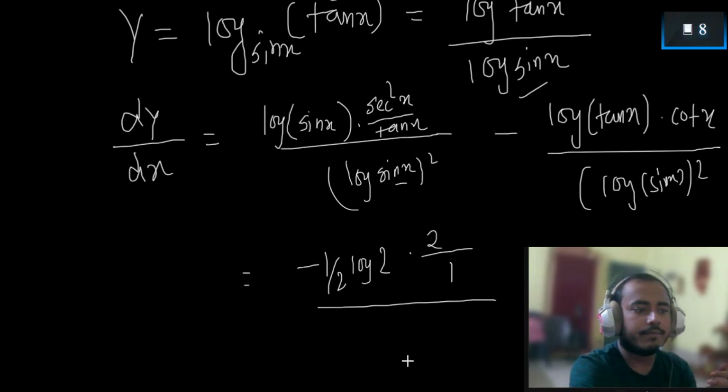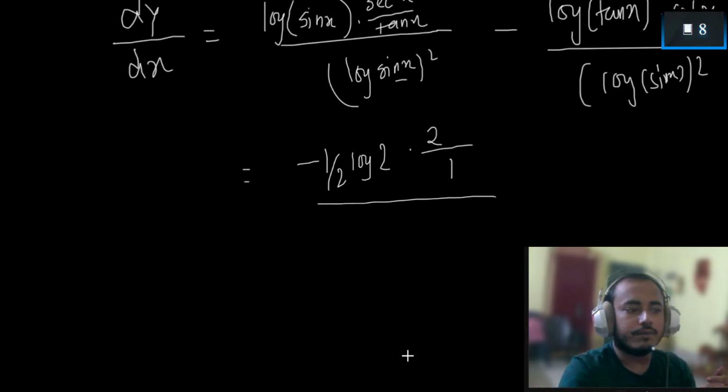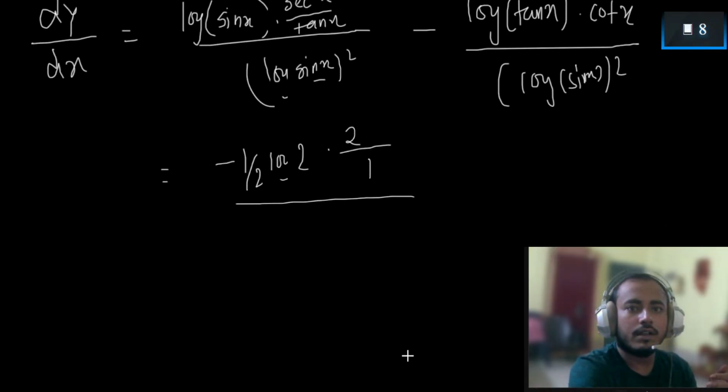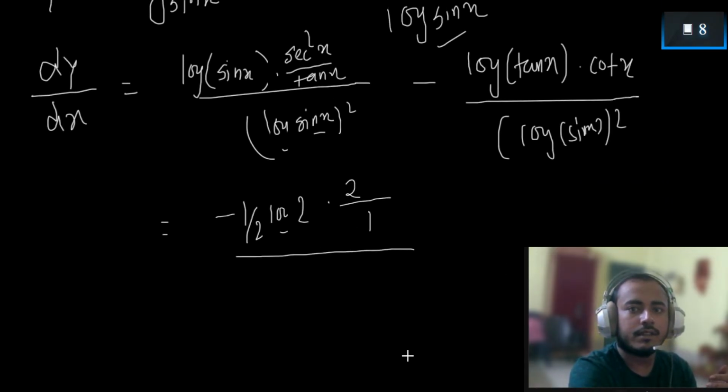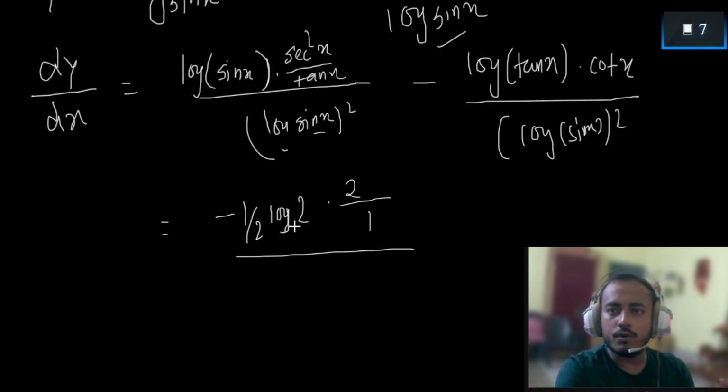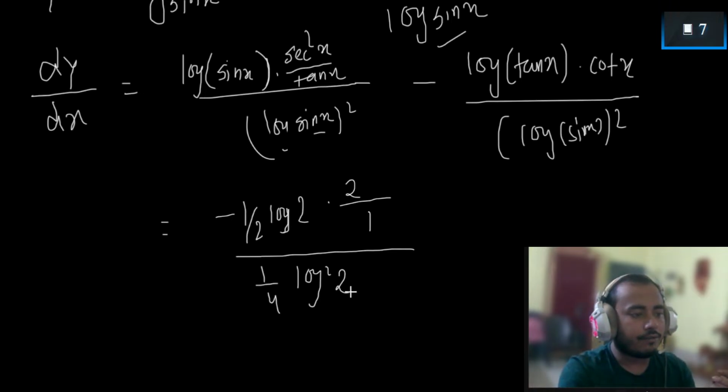So if you square it, simply, let's keep it like this. So minus half log 2 into 2, divided by, now log of sin x whole square should be minus half of log 2 whole square, which is 1 by 4 log square of 2.